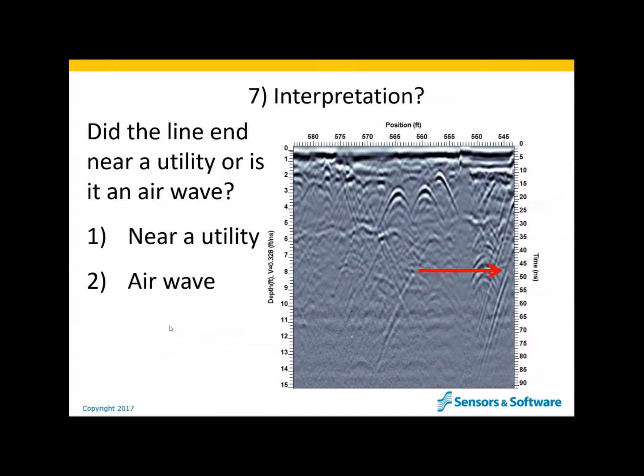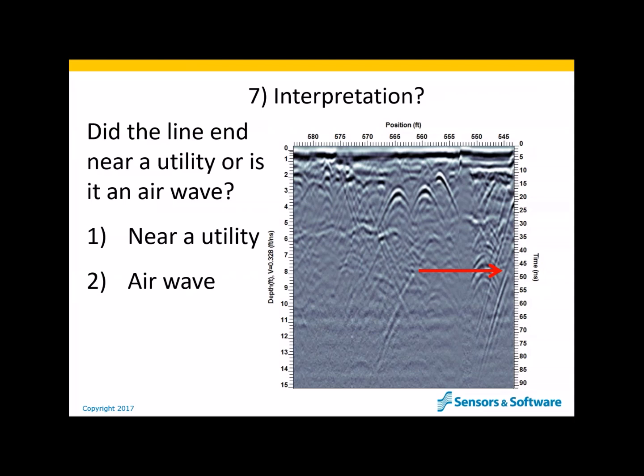Did this GPR line end near a utility, or is this an air wave? And I'll point out there is enough information on this image for you to determine whether it's a utility or an airwave. Think about it. Think about the things we discussed about airwaves.